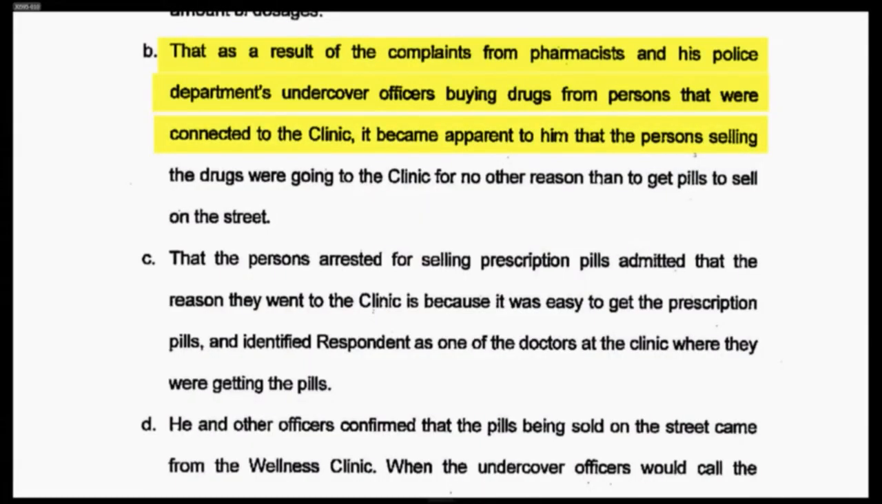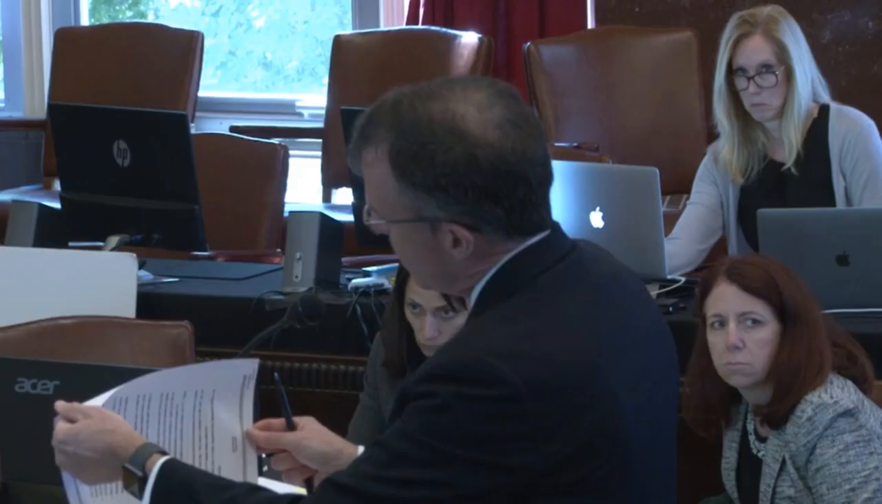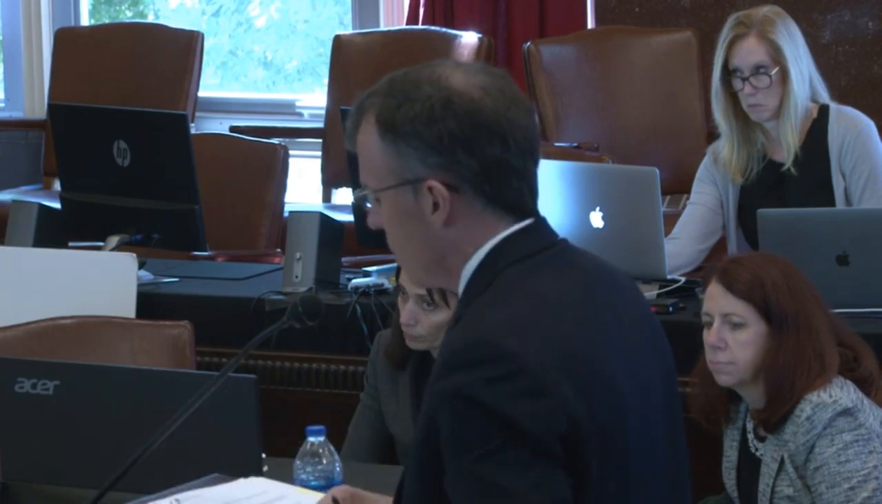We see an indication that as a result of the complaints from pharmacists and his police department's undercover officers buying drugs from persons that were connected to the clinic, it became apparent the persons selling the drugs were going to the clinic for no other reason than to get pills and sell on the street, right? It says it became apparent to him, yes. And that is, if we look at the prior page, that's in reference to Corporal Paul Smith of the Fort Smith, Arkansas Police Department, correct?